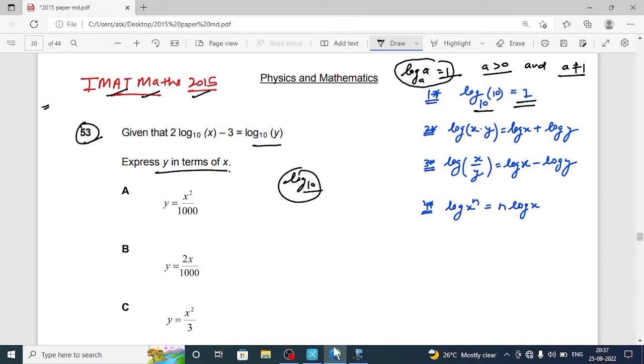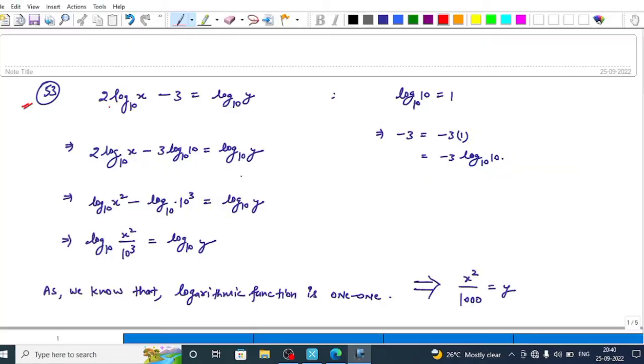Now the second result is logarithm of x times y equals logarithm of x plus logarithm of y. And the third result is logarithm of x upon y equals logarithm of x minus logarithm of y. Now the last result is logarithm of x to the power n equals n times logarithm of x. In the question we have 2 times logarithm of x minus 3 equals logarithm of y.